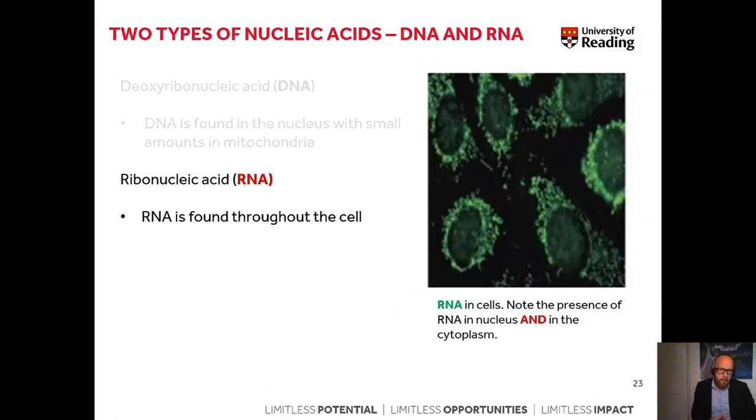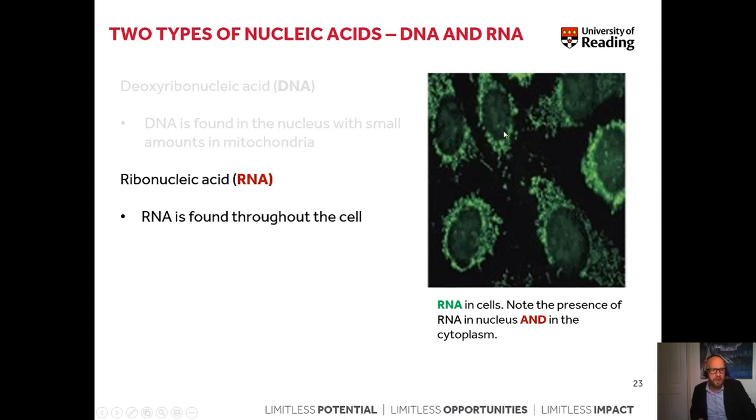The second important nucleic acid within mammalian or human cells is the ribonucleic acid, short RNA. In contrast to DNA, which is found mainly in the nucleus, RNA can be found throughout the cell, and this can be seen quite nicely on the image on the right hand side.